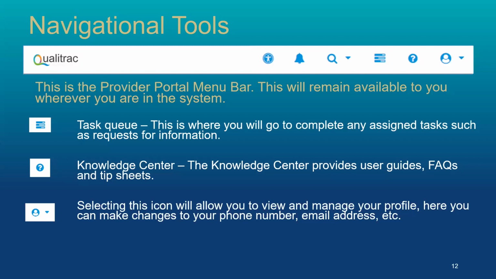And then the last one that looks like a little person, this is where you can view and manage your profile. In here, once you're set up, you can change your phone number or your email address. The thing you cannot change is your username. Every username is unique to that person. So if we're setting up an account for Jane Doe, a lot of times the typical username is first initial, first name, and last name. So it would be J Doe.